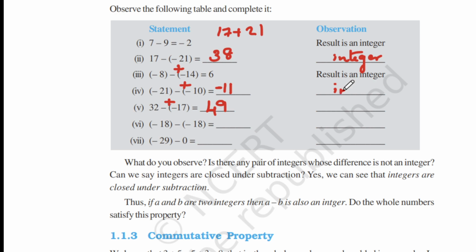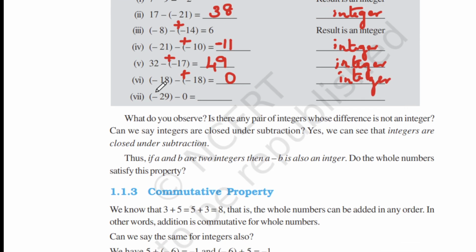So everything we are getting is an integer. Again an integer. Then we have 18 minus minus 18, which is plus, so minus 18 and plus 18 will go to 0, which is also an integer. Next one we have minus 29 minus 0. When you add or subtract 0, you get the same number, so with the minus symbol, this one is also an integer.